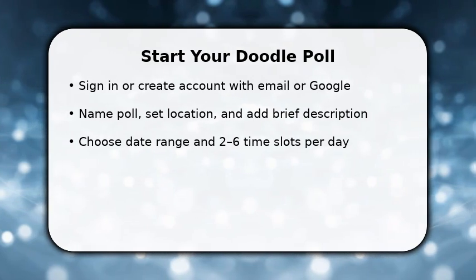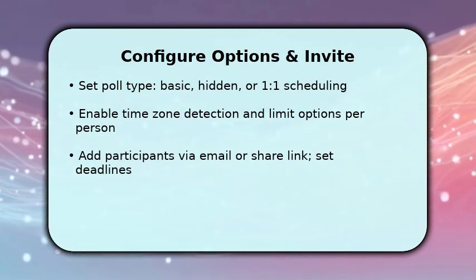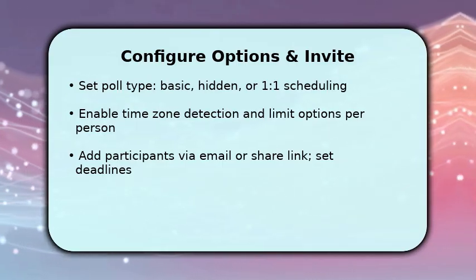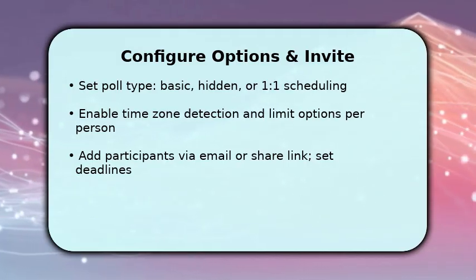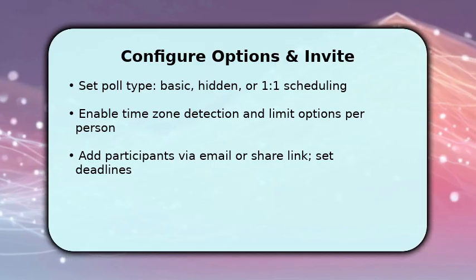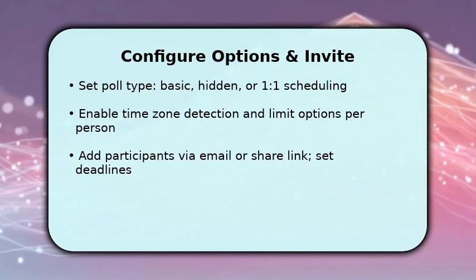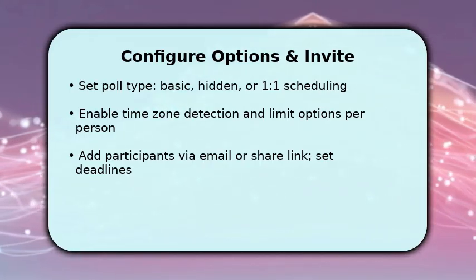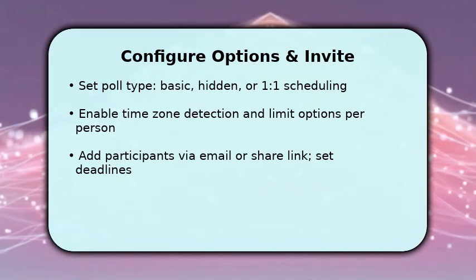Now configure advanced settings to avoid confusion. Choose Basic for group consensus, Hidden if you need anonymity, or one for individual meetings. Make sure to enable time zone detection so global participants see correct slots, and limit selections per person if you need one final time. Add a deadline to create urgency. Once configured, copy the share link or enter emails directly. This guarantees attendance clarity and reduces back and forth.